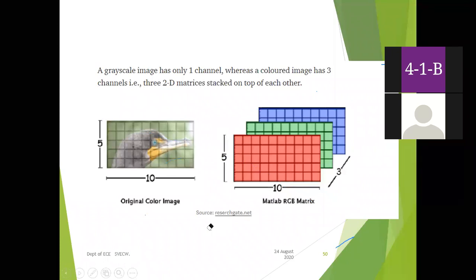Now you see the original color image, and the color image can be represented as three matrices. Already I have discussed this with you. One is the red matrix, stacked with the second matrix, the green matrix, and the third is the blue matrix. So it is clear that by mixing these three fundamental colors, we can get different colors.